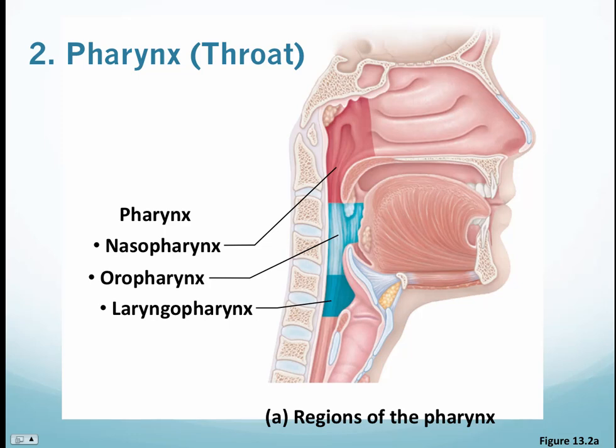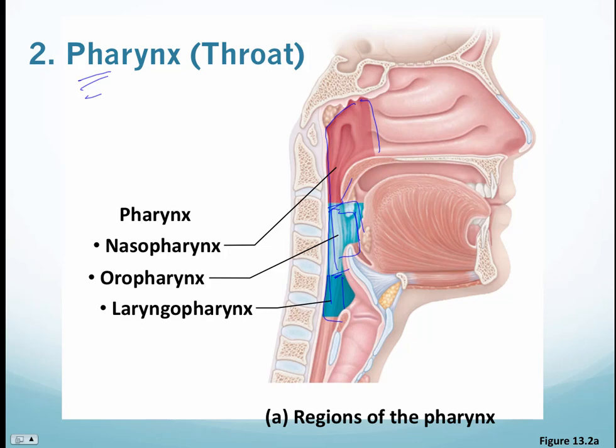Next region we have is the pharynx, and we also consider this the throat because a portion of it is found right behind our mouth. And this pharynx is broken down to 3 different regions. We have the nasopharynx up here in red, we have the oropharynx, and we have the laryngopharynx.